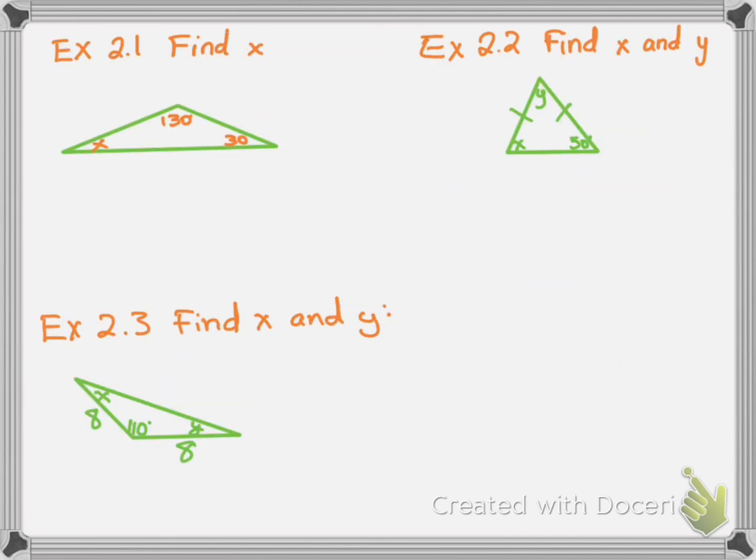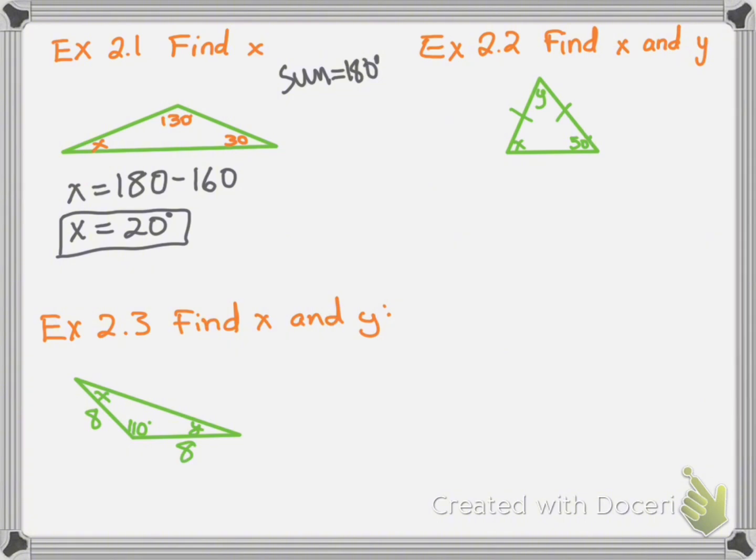In example 2.1, we have to find x. Now we have to remember that the sum of the three angles is 180. So in this case, we already have 130 and 30. So to find x, we have to subtract 180 minus 160. And the answer for x equals 20 degrees.